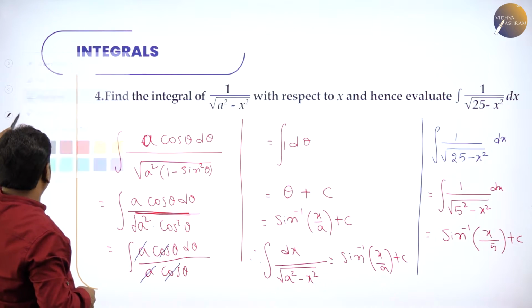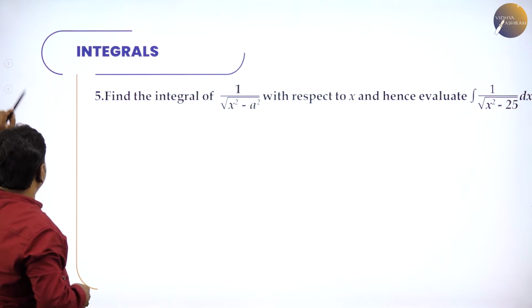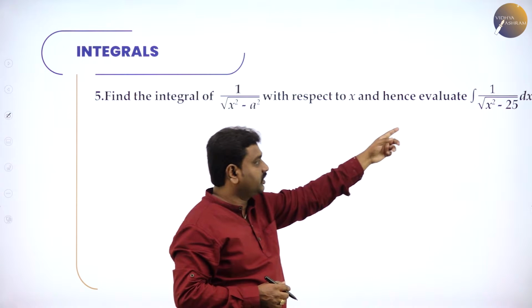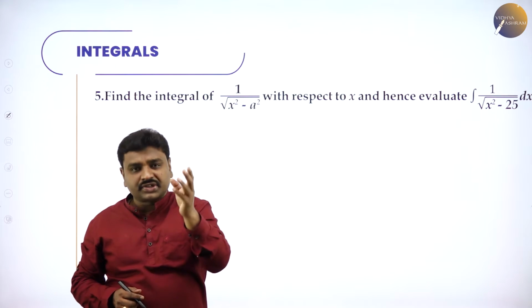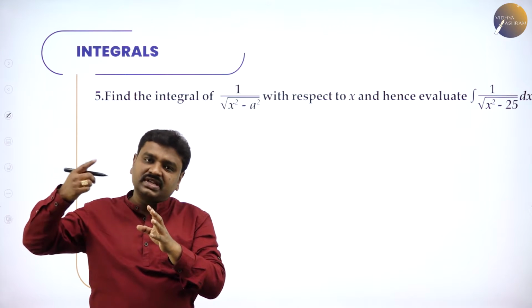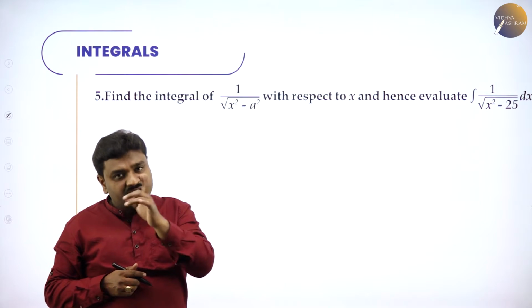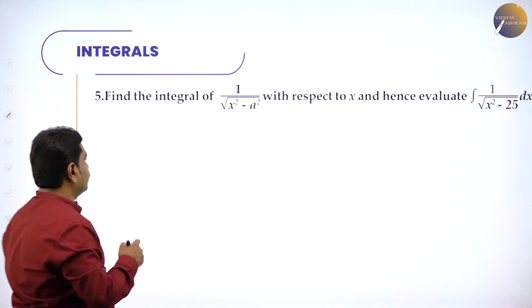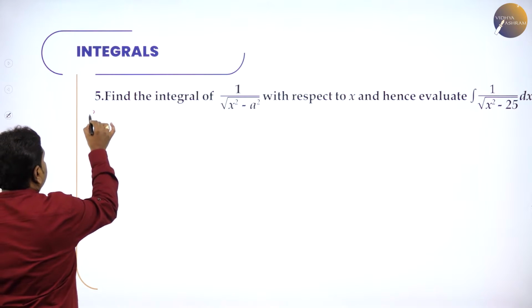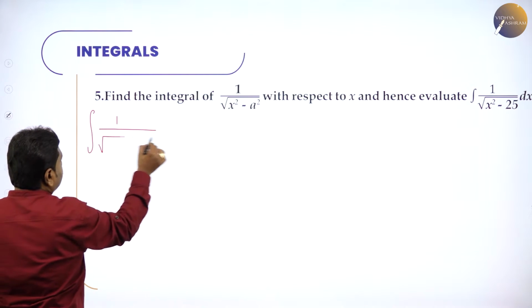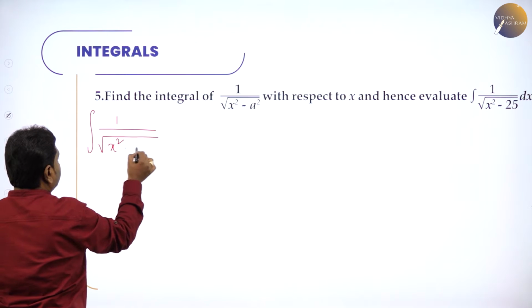Now we'll go to the next integral. Find the integral of 1 by root of x square minus a square with respect to x, and hence evaluate. Here x square minus a square is there. Whenever a square minus x square, put x as a sin theta, but x square minus a square, put x as a secant theta.